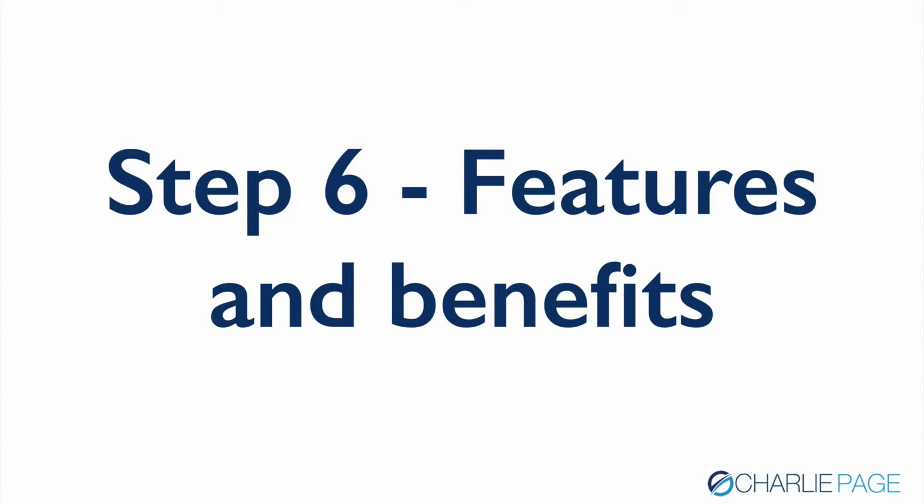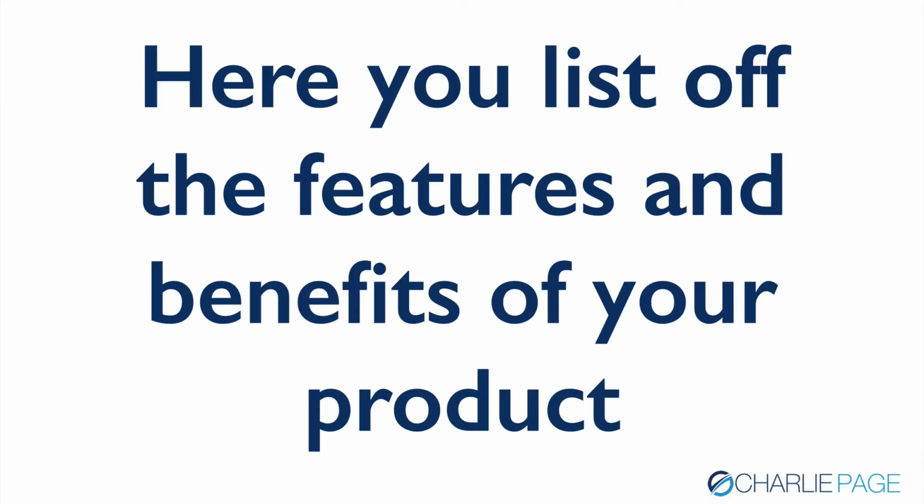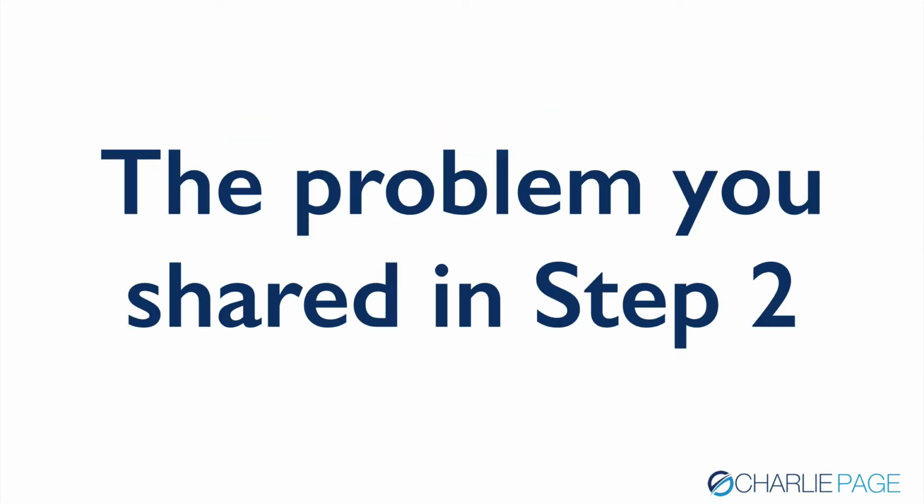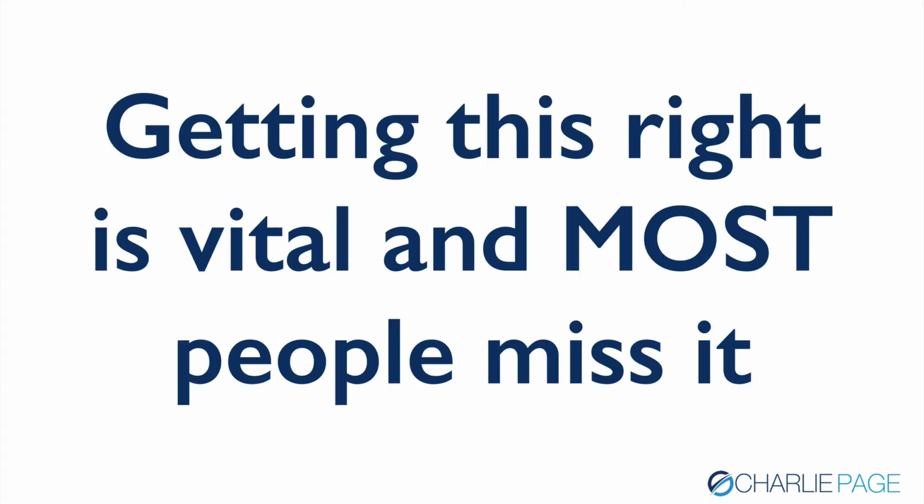Step 6, features and benefits. Now, this is important, but not as critical as it used to be. It's still important. This is where you list off the features and benefits of your product. What you have to be careful of here is not to go too long. And you have to share why it's the right solution for anyone with the problem you shared in step 2. So this is very important. Getting this right is vital.